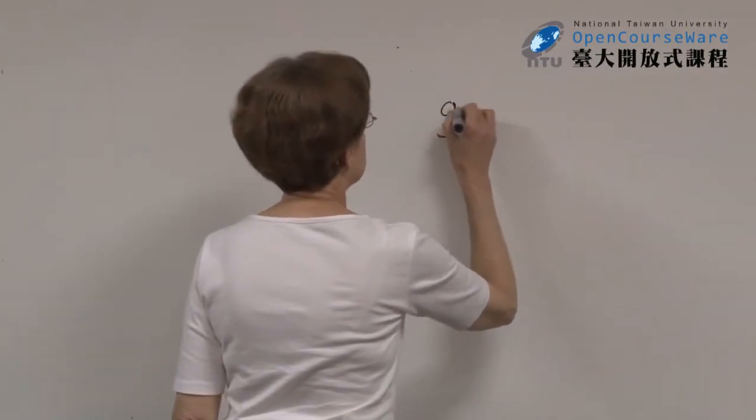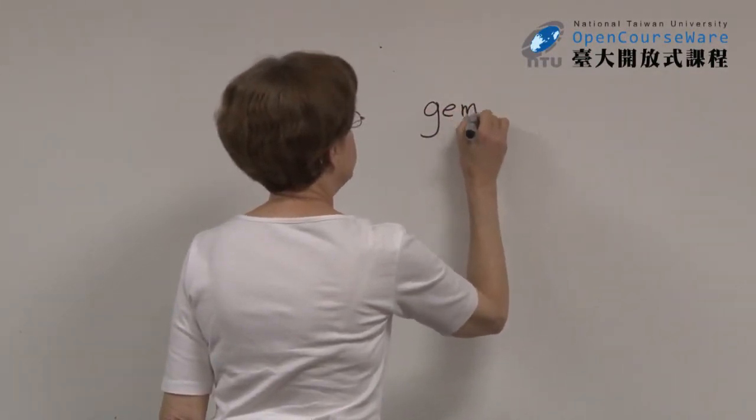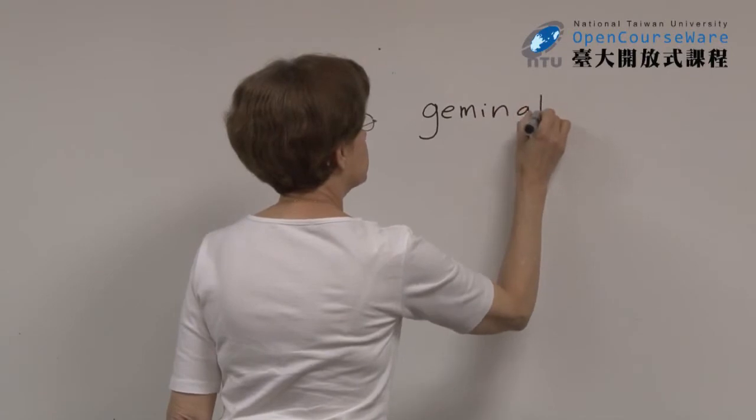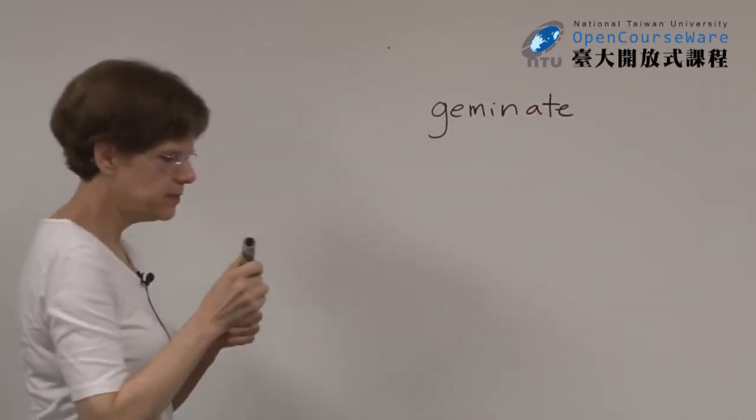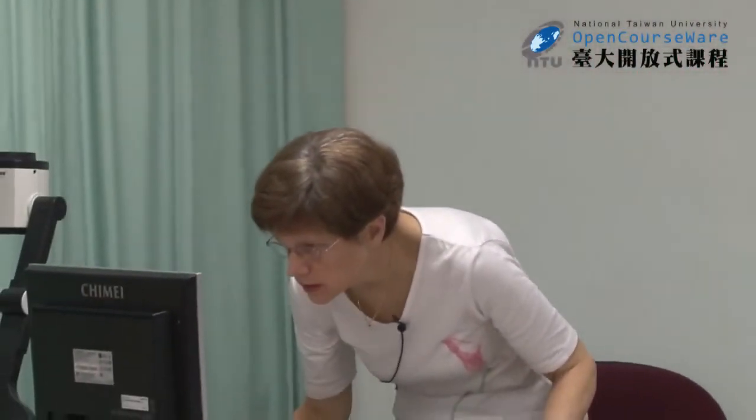We call them geminates. A geminate is a lengthened sound. You can also use it for vowels, but I see it more often used for consonants. So our example here is nonno. That N is lengthened. It's about twice as long as it would be if it were not a geminate. That's called a geminate.